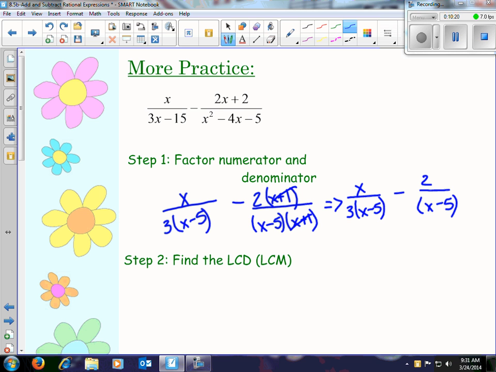Now, to find my least common denominator, or my least common multiple, this stands for least common denominator, by the way, and this is least common multiple. This is going to go down to 3 and x minus 5, and this is x minus 5. So I have x minus 5 as my matches, and then I have 3 as my leftover.